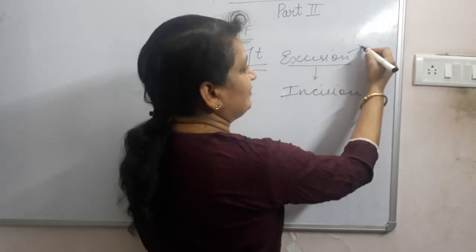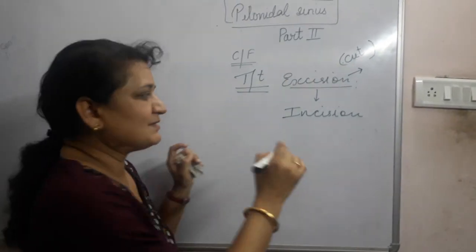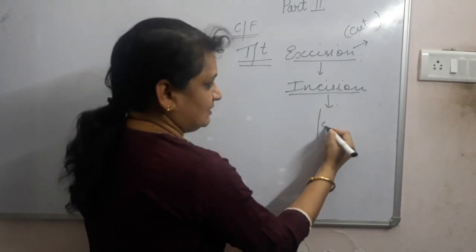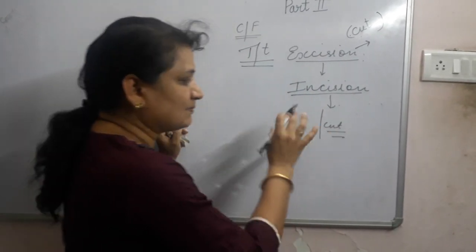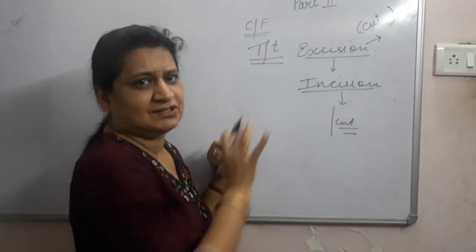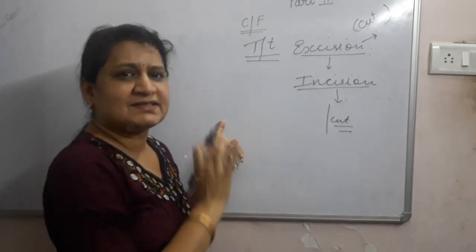Excision means you have to cut that part and remove it. Whereas in case of incision, it is just giving a cut. You are not removing the part. जिसको कि हम चीरा लगाना बोलते हैं, that is incision. In case of pilonidal sinus, you have to go for excision.